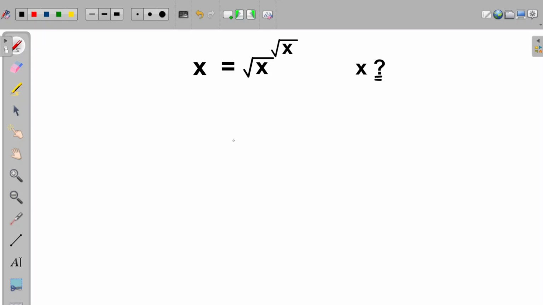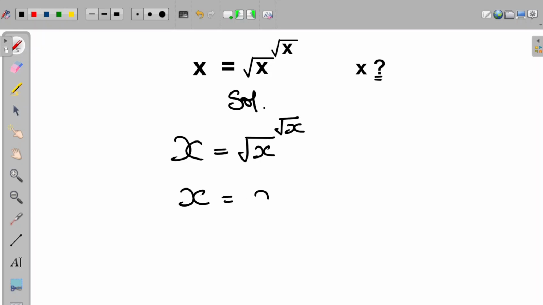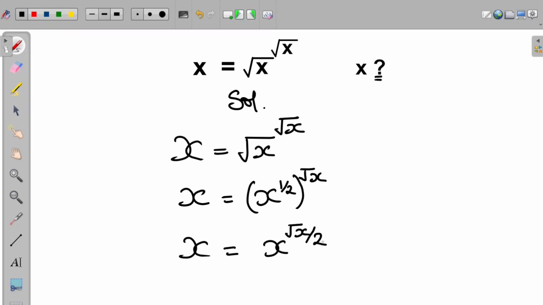In today's video, we are asked to find the value of x, given that x is equal to root of x raised to the power of root of x. So we have that x is equal to root of x raised to the power of root of x. Now at this point, we can have that x is equal to x raised to the power of 1 divided by 2 raised to the power of root of x. So x is equal to x raised to the power of root of x divided by 2.